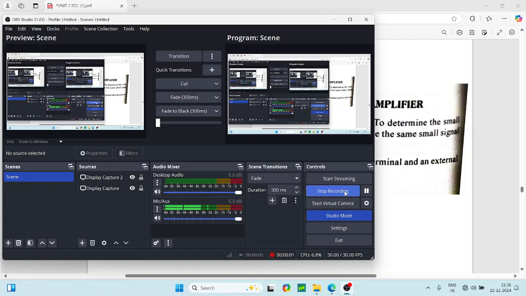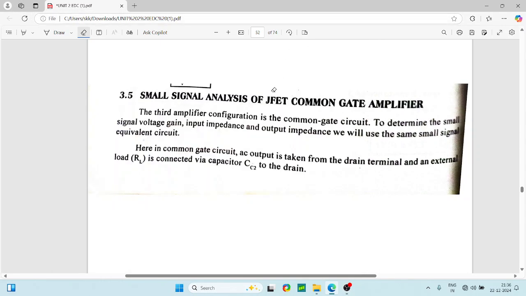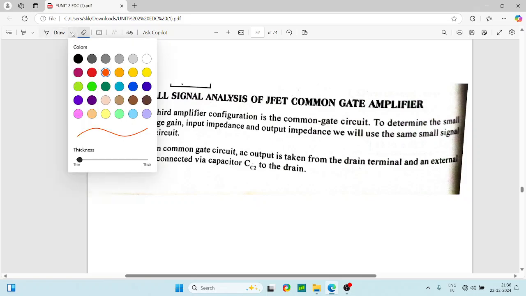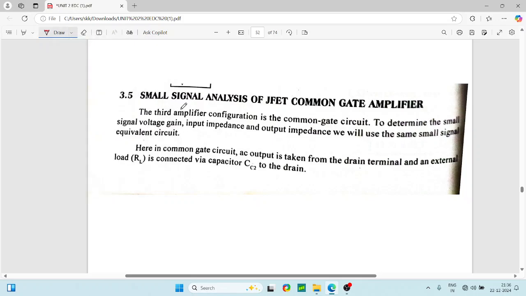Good evening, students. This is common gate analysis, small signal analysis of common gate amplifier of FET.